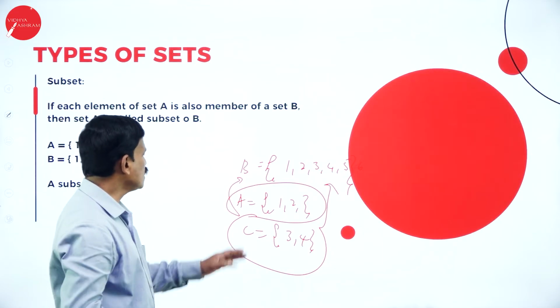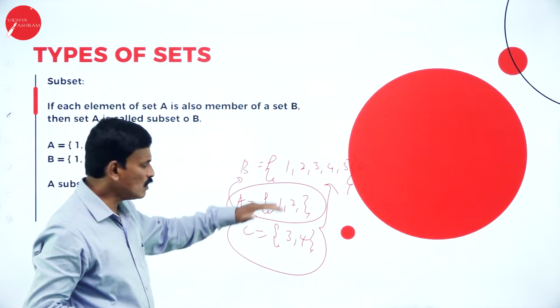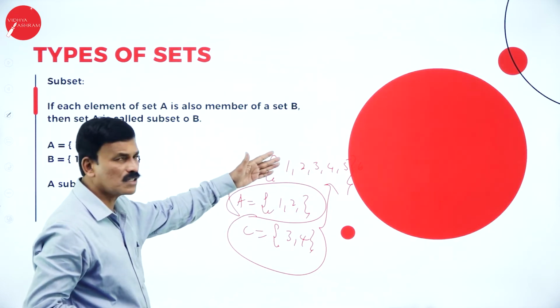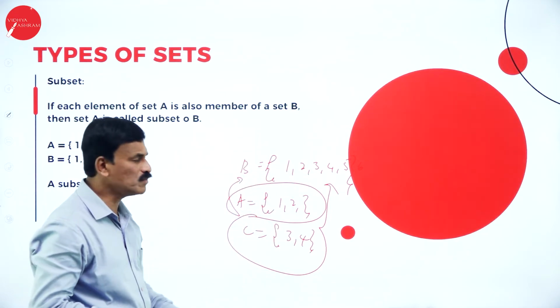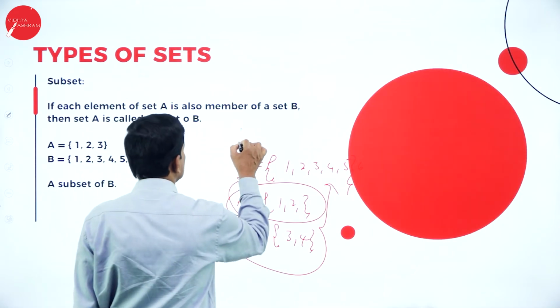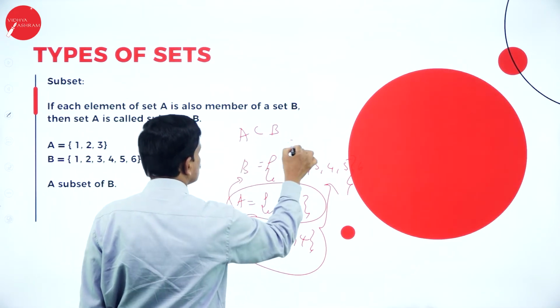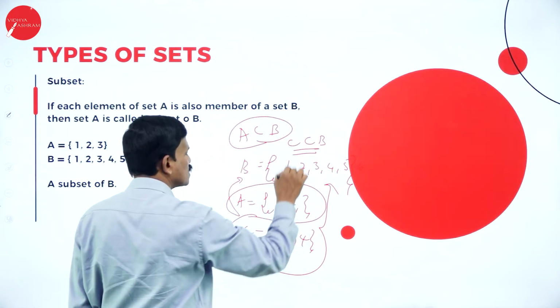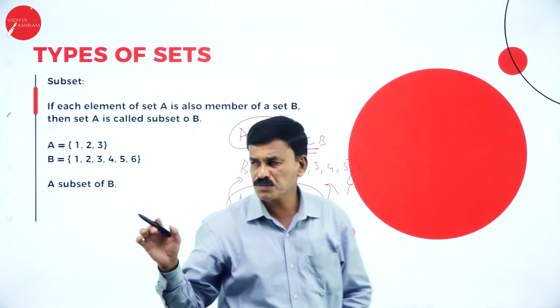That means all the elements of A are the elements of set B, and all the elements of C are the elements of set B. That means A is a subset of B, and C is also a subset of B. This is denoted as A is the subset of B and C is the subset of B. So this is how we are going to represent a subset. So how do we define a subset?